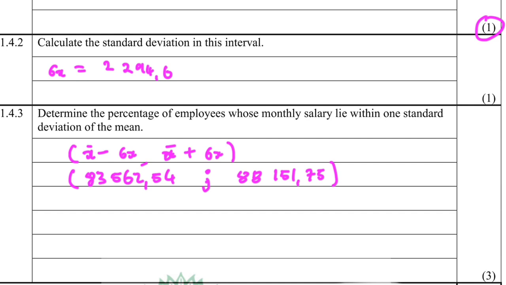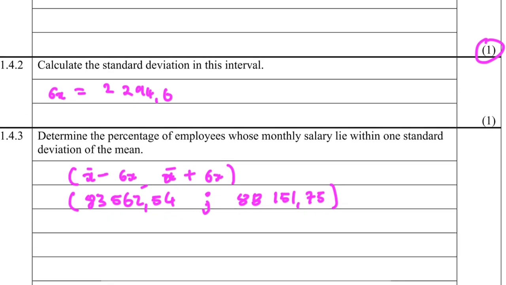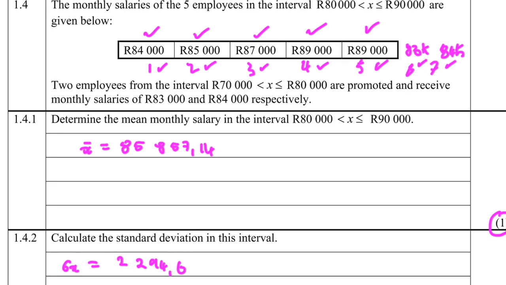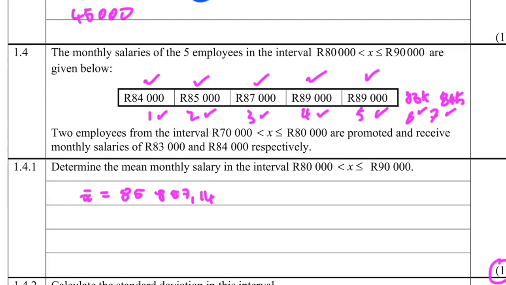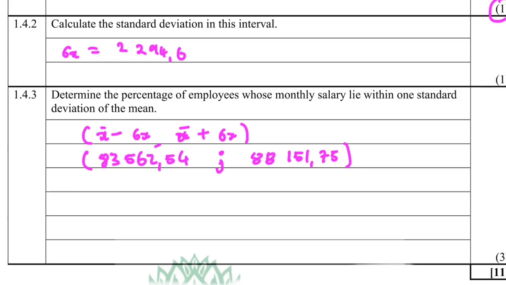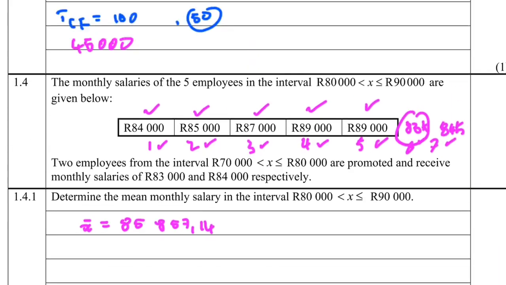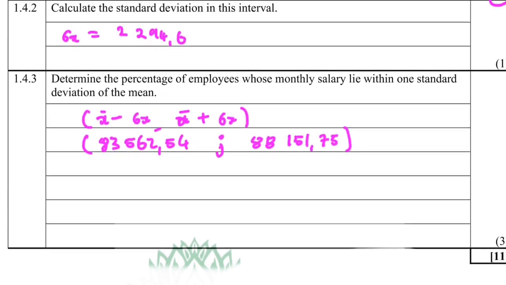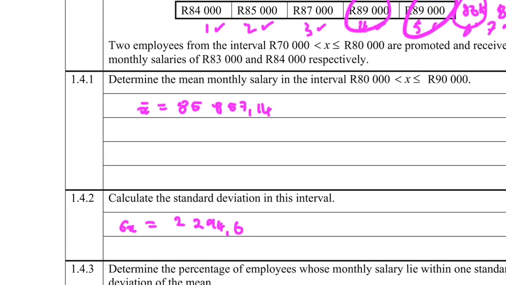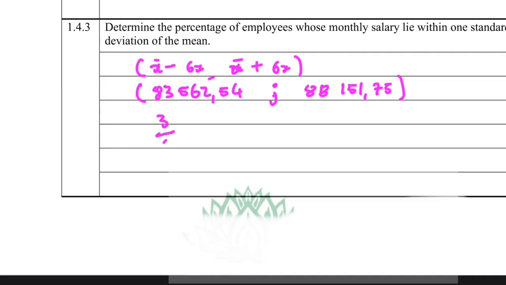So obviously I need the number of employees first so that I can ultimately find the percentage. So what is less than 83,562? This person earns less than that because 83,000 is less than 83,562. And who earns more than 88,151? These two people earn more than 88,151. So 3 of the 7 people.